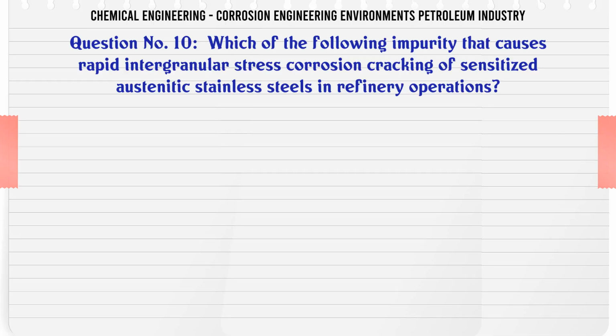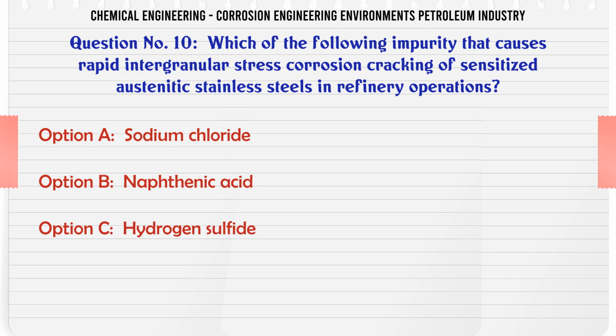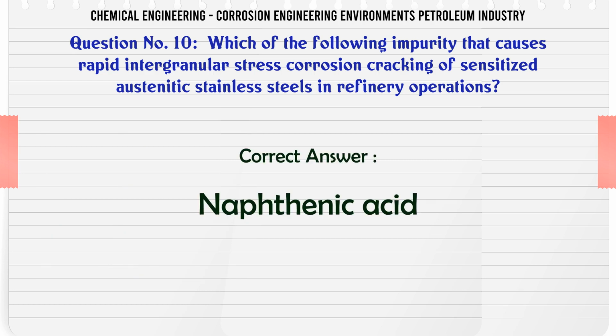Which of the following impurity that causes rapid intergranular stress corrosion cracking of sensitized austenitic stainless steels in refinery operations? A. Sodium chloride. B. Naphthenic acid. C. Hydrogen sulfide. D. Carbon dioxide. The correct answer is naphthenic acid.